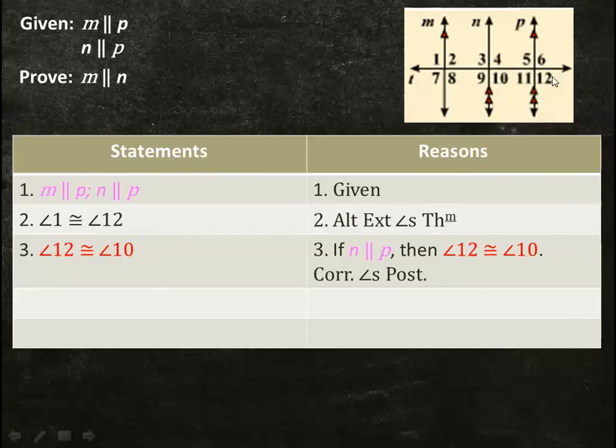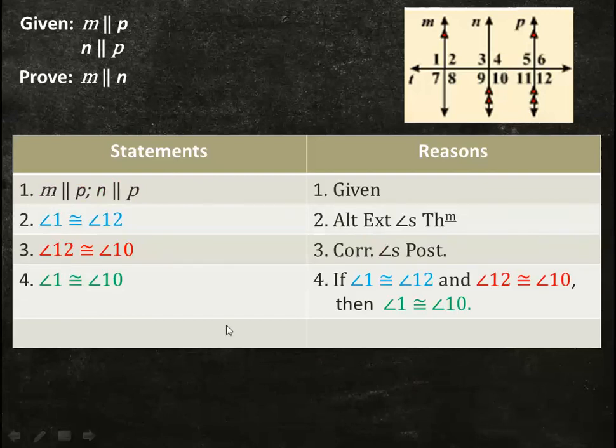And once you get really good with these parallel lines cut by transversal, you won't even have to do the if-then. You can just look at the angles and say, hey, that's an alternate exterior angle, or those are corresponding angles. Okay? So what we're going to say next, I'm going to bet, is that angle 1 is congruent to angle 10. There we go.